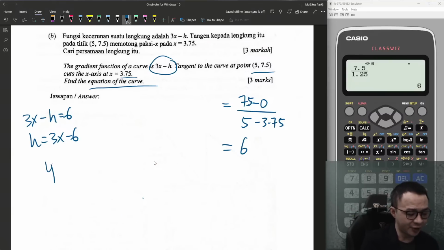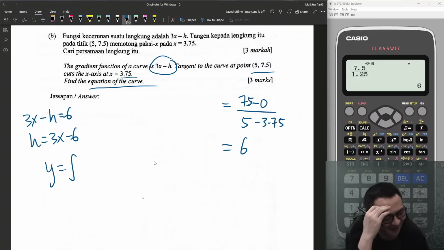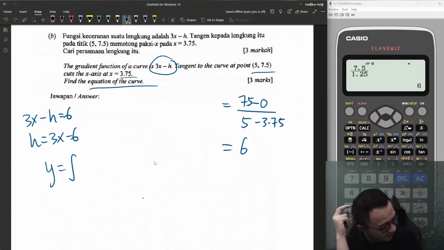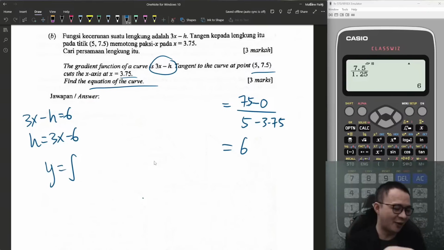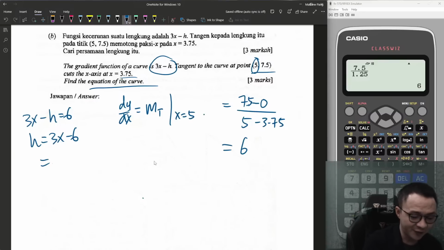So in order to do the equation of curve, we will integrate the dy/dx, isn't it? So what am I doing? Am I not finding h? I want to find h. I haven't found it yet. The gradient of tangent equals 6 when x equals 5, right? I can plug in both things. So dy/dx equals gradient of tangent when x equals 5. I forgot to sub the 5 into the x here.